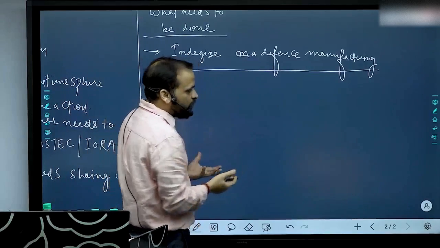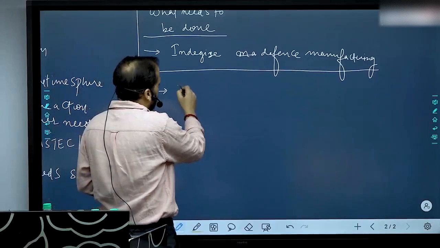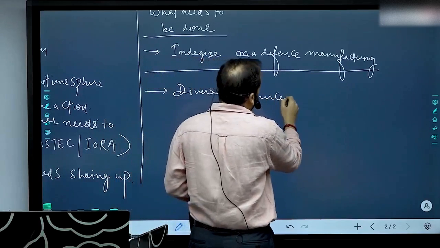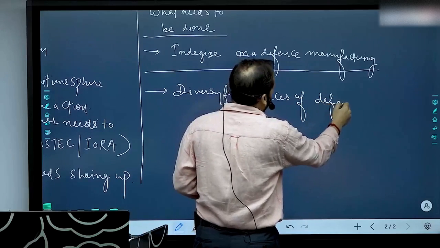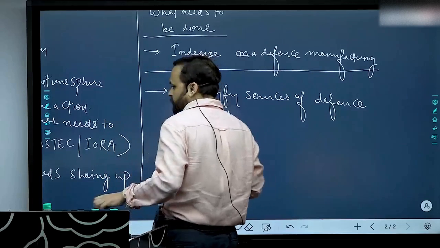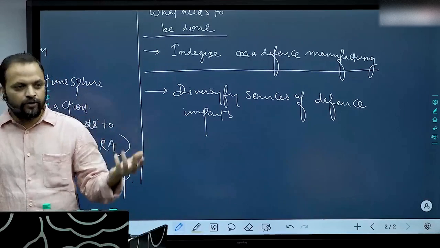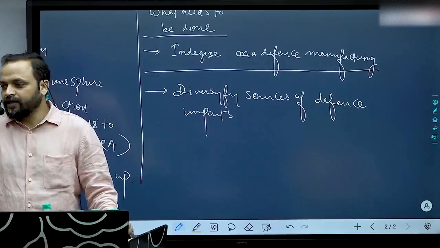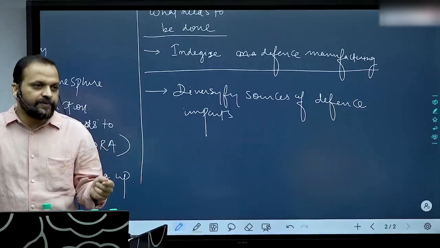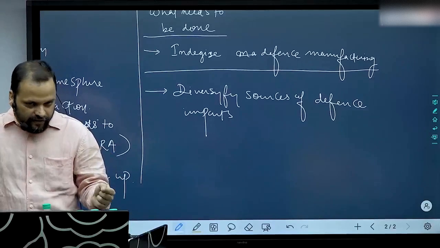This is understood to be a long-term process. It is not going to happen in one day. All right? So then, in the meantime, diversify sources of defense imports, right? It is important that you simultaneously work on it. It would not happen that one day you will wake up and you will have self-sufficiency in defense production. All right? So, till that happens, don't remain dependent on any one supplier. As is very clear right now.